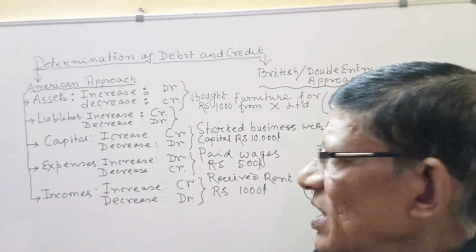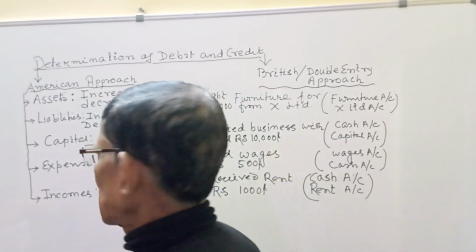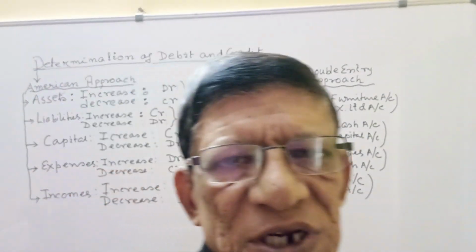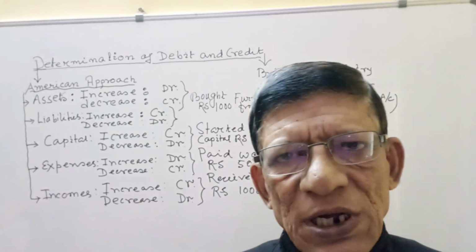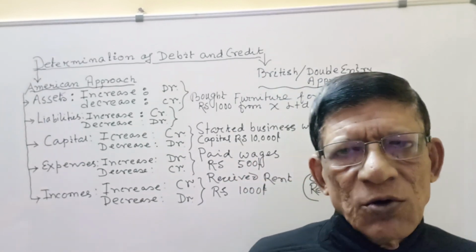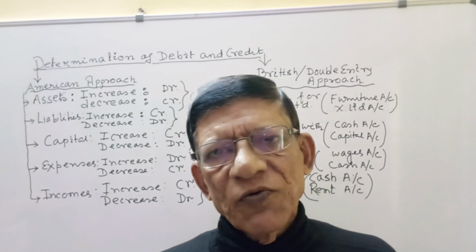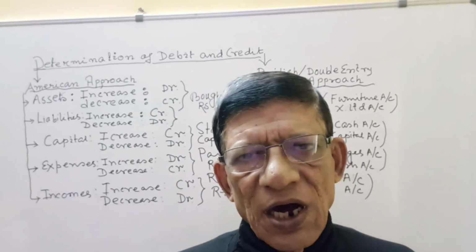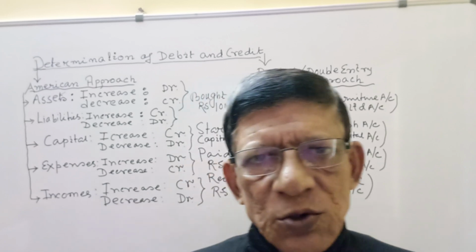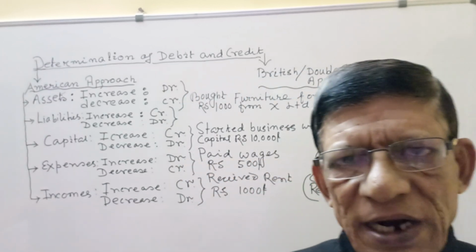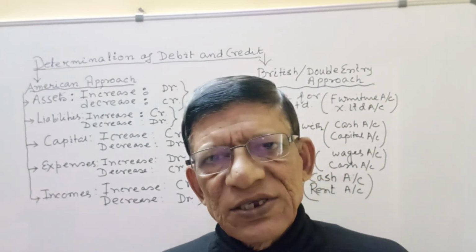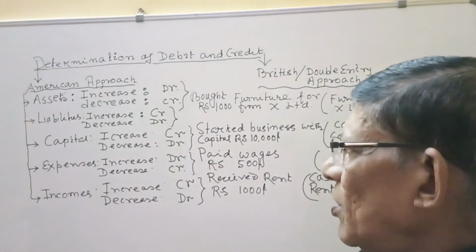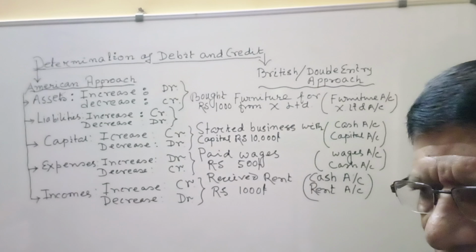Today, we shall discuss what an account is at first, and then how to determine the debit and credit of each account. In general, an account is a summarized form of a transaction, and an account is generally in the T form. It has two sides, debit and credit. Now we shall discuss how we can determine the debit and credit from a given transaction.